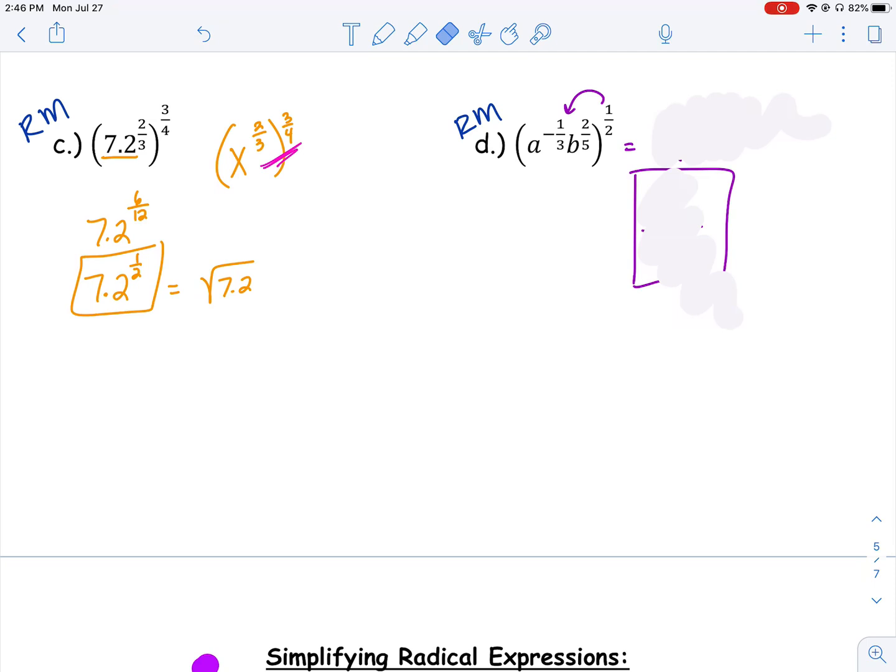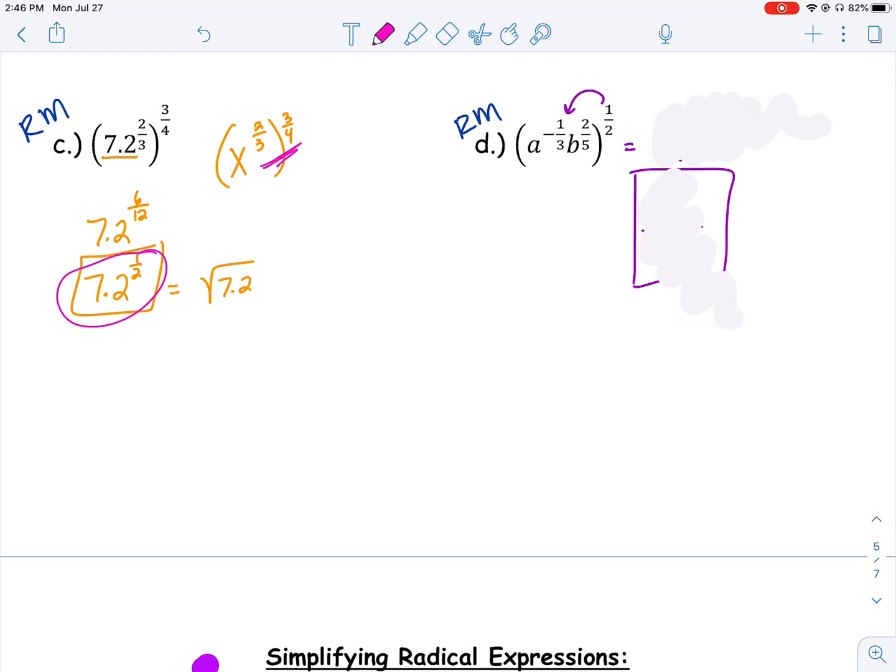Now, if they ask me to convert it further into a decimal and round, then I can use my calculator and do the square root of 7.2. But let's go ahead and leave it with our rational exponents, as long as I have simplified, reduced, and have positive exponents. All right, last one here.